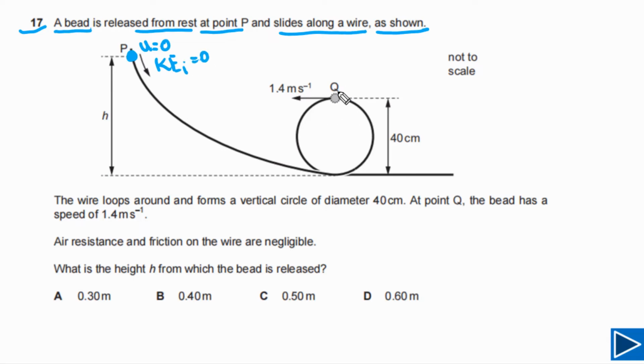It is also given to us at point Q, the speed of the bead is 1.4 meters per second. And the height of the bead, we can say this is h. Height of the bead, this is also given, that is 40 centimeters. We can say this is h1. It is given to us in this case air resistance and friction on the wire are negligible.